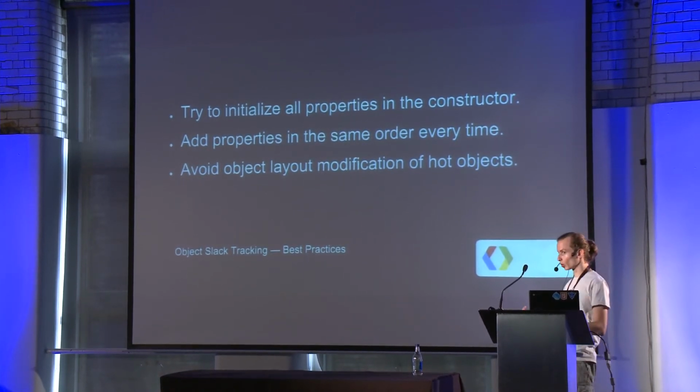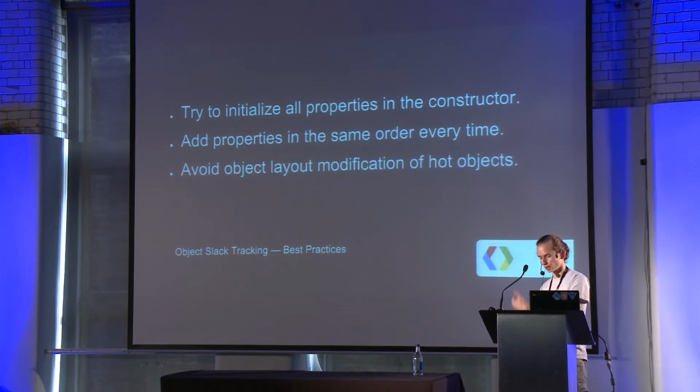Add properties in the same order, so that we can keep a sane hierarchy of hidden classes, and avoid object layout modifications after the fact. So all of this only matters if you're dealing with hot objects. That means if you're either allocating lots of them or using them in a hot function.